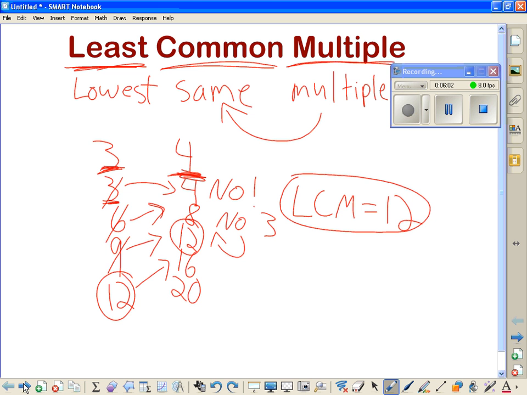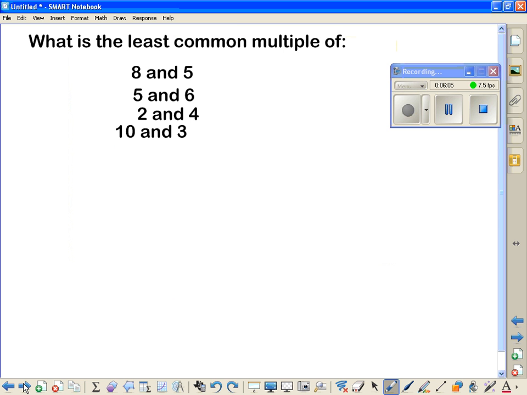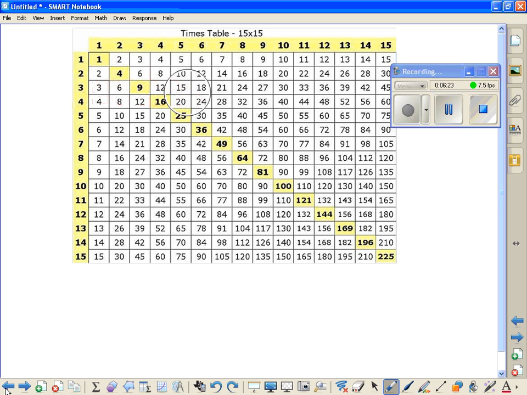Let's do another example. Let's take 5 and 6. Okay, remember the first step? Write both numbers out. Second step, underline the biggest number. Third step, start listing multiples of the biggest number. So, to find the multiples of 6, I'm going to look at my multiplication table again. Hopefully, in time, you guys will memorize multiples, so you won't have to look at the multiplication table every time. But if you need it, it's a good tool to use.